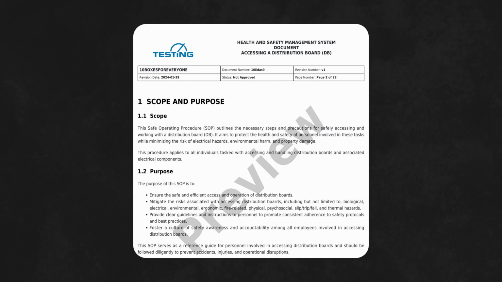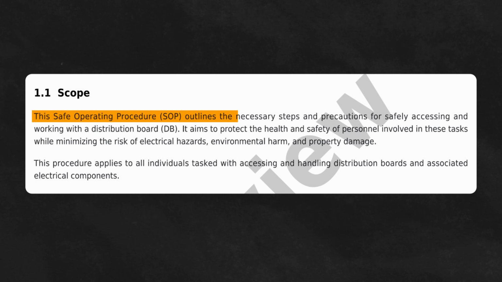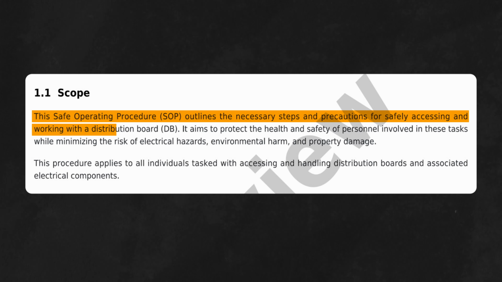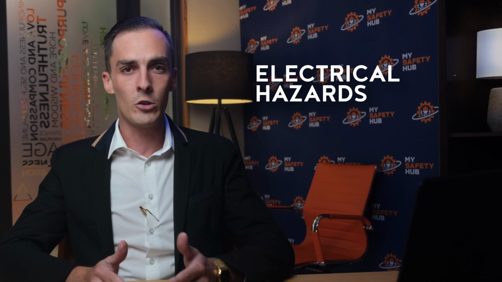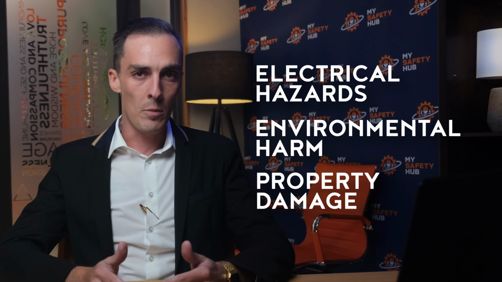Number 1. Scope and purpose. Let's start with the scope. This Safe Operating Procedure, or SOP, outlines the necessary steps and precautions for safely accessing and working with distribution boards. It aims to protect the health and safety of personnel involved in these tasks while minimizing the risks of electrical hazards, environmental harm, and property damage.